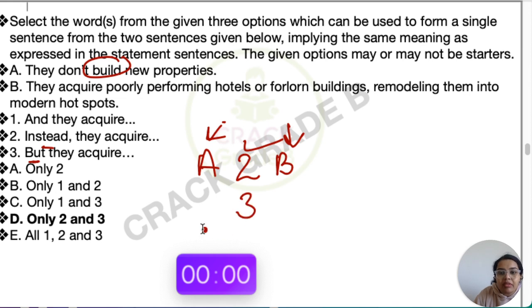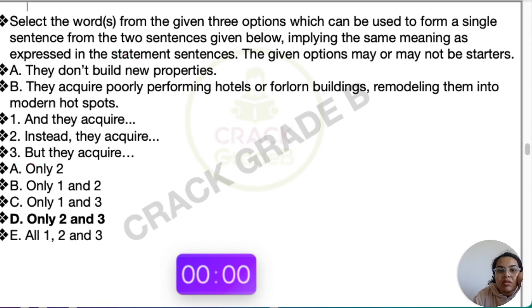So, yes, there is a possibility to use third as well. I'm going to say they don't build, but they do something else. Okay, so this but we are using in the sense where they are doing something which is sort of opposite, not exactly opposite of the first thing. Okay, there we go. Second and the third one.